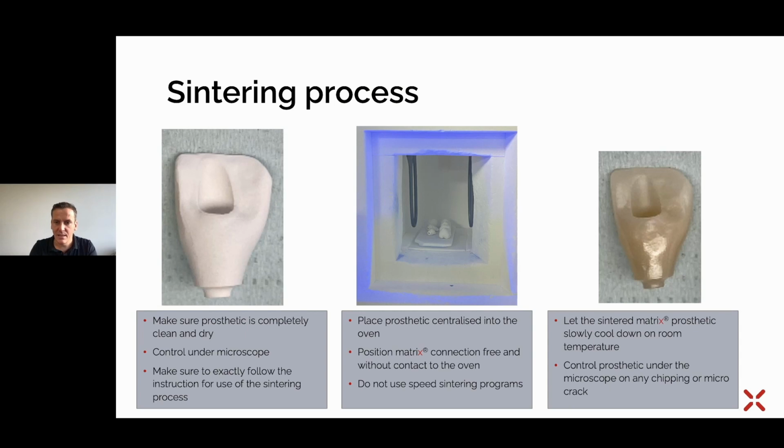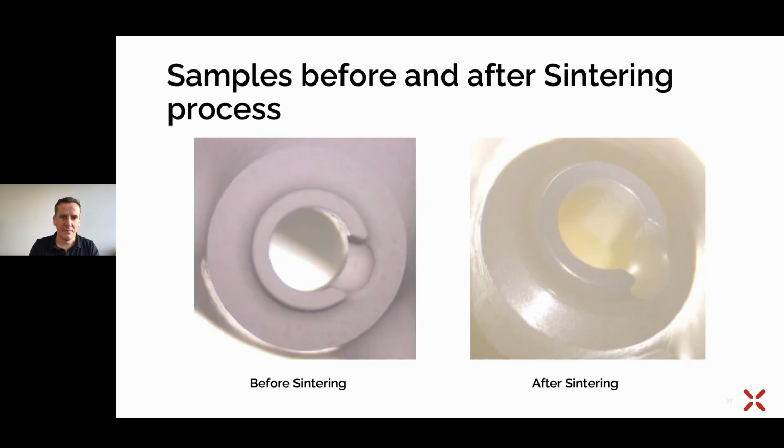Never shock it and cool it quickly down. Really leave it time to cool down. This is important for the quality of the zirconia. Control the prosthetic under the microscope for any chipping or micro crack. This is the important part when it comes out of the oven, when you continue to work on this prosthetic. Then always make a checkup under the microscope.